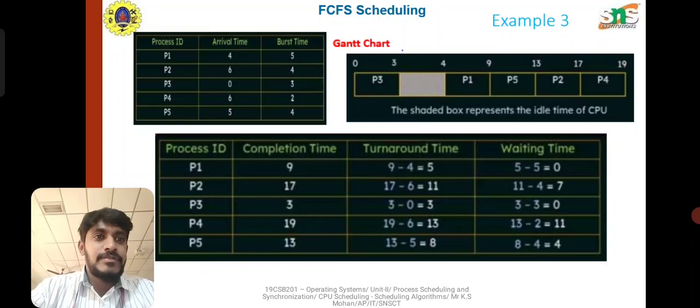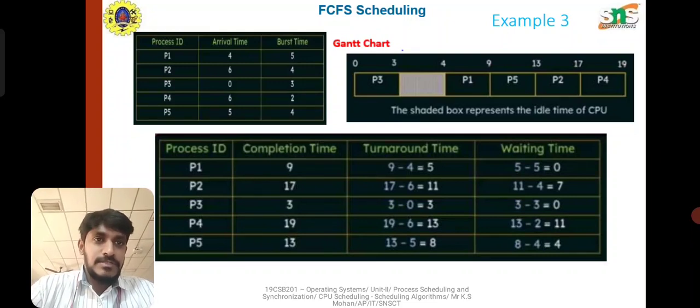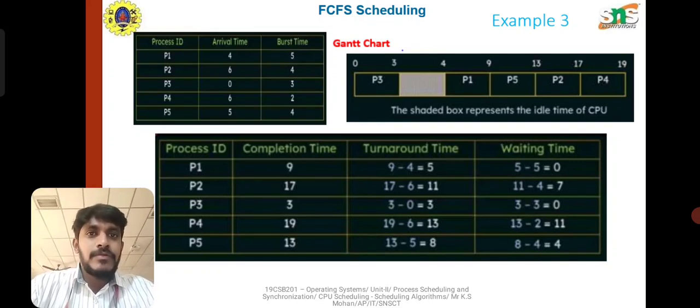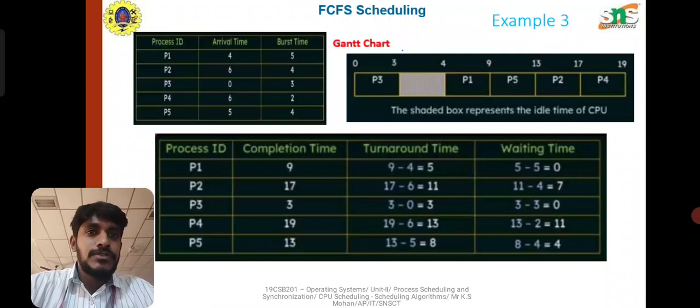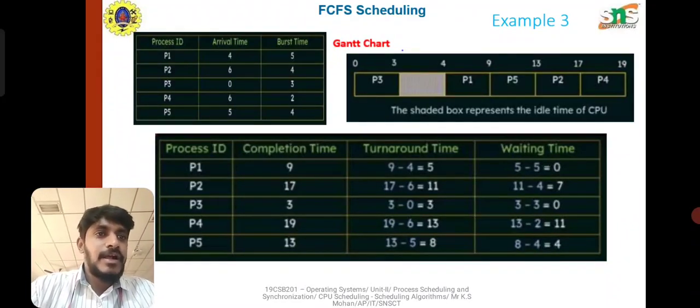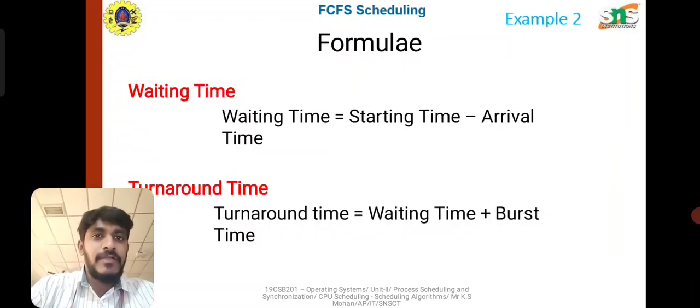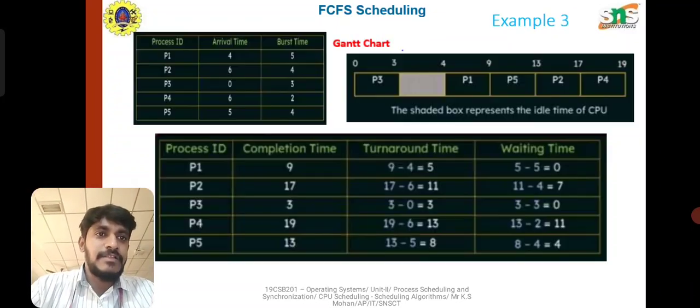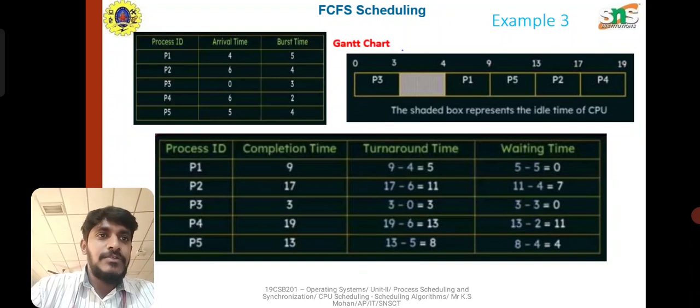Here 9 is the completion time, and 4 is the arrival time of P1. So 9 minus 4 gives 5, which is the turnaround time. The waiting time formula is waiting time equal to starting time minus arrival time. So the starting time is 5, and 5 minus 5 equals 0. That is the value here.